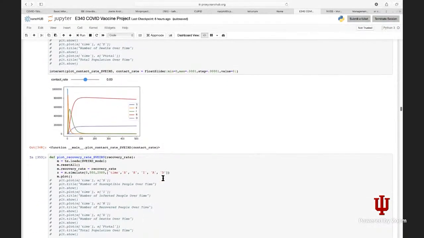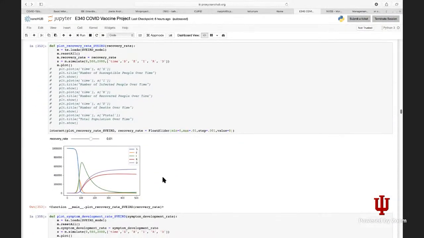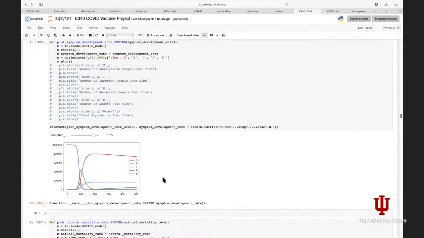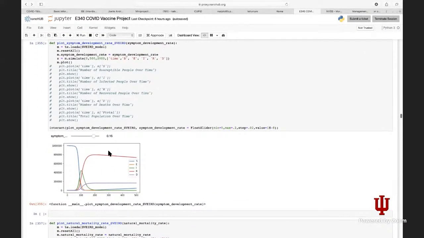Okay, so let's just look at the symptom development rate because that's a new variable. So let's start this at 0. Let's see, waiting for this too. I'm not sure if this is not loading or if there's just no impact. There should be an impact. Oh, here we go. Okay, there we go.